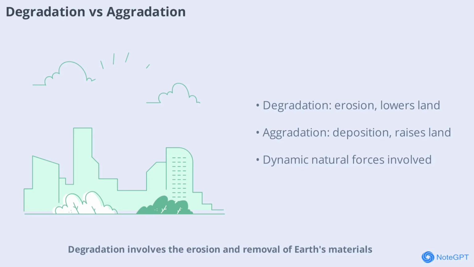Degradation involves the erosion and removal of Earth's materials, which reduces the height of landforms. This process exposes new surfaces and is mainly driven by weathering, erosion, and mass wasting. Aggradation, on the other hand, is the process of depositing eroded materials in lowlands and depressions, thereby increasing the height of landforms. Deposition is carried out by dynamic natural forces like rivers, wind, glaciers, and sea waves. While degradation uncovers new surfaces, aggradation covers the original land surface with new deposits. These processes work together to constantly reshape the Earth's surface, balancing erosion and deposition.